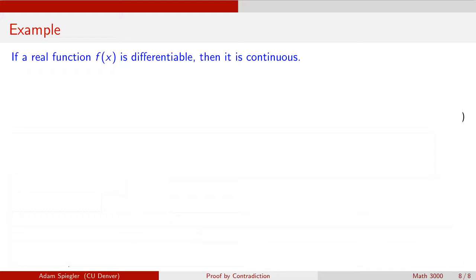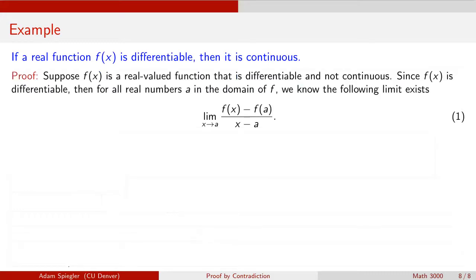So this proof, as we just went over on the previous slide, we would start by supposing the negation of this, which is f of x is a real valued function that is differentiable. So this is true, but the conclusion is not true. So we're going to suppose we have a function that's differentiable, but not continuous. So then we can start by stating what we just assumed.